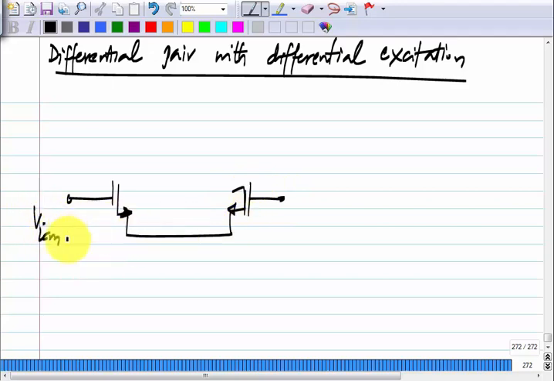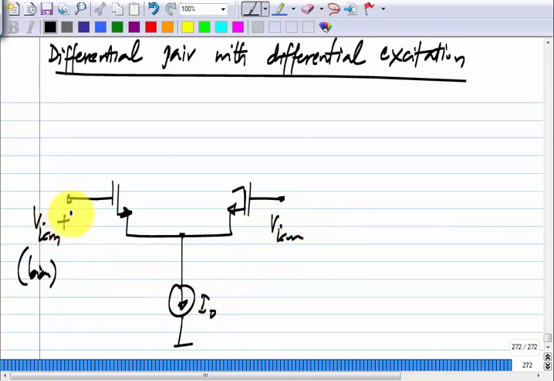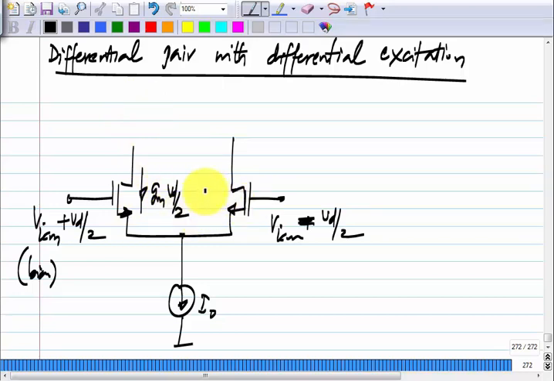So, I have the input common mode voltage, which is the bias, and I have I naught, and here I have plus half the difference and minus half the difference. Okay. Right now we were just wasting the currents. So, we had an incremental current gmVd by 2 there, and this way also it was the same.